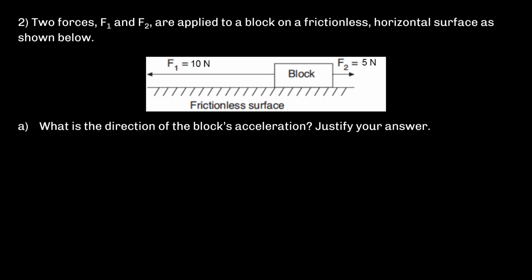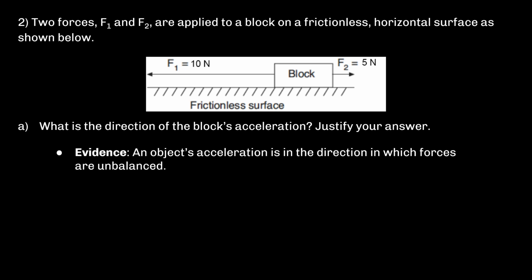So again, very much like earlier, this is very similar to the example in number 1. We are going to have more force here to the left. We're going to start off here with our evidence. We know that an object's acceleration is in the direction in which forces are unbalanced. So that's going to be my evidence or my fact of physics.